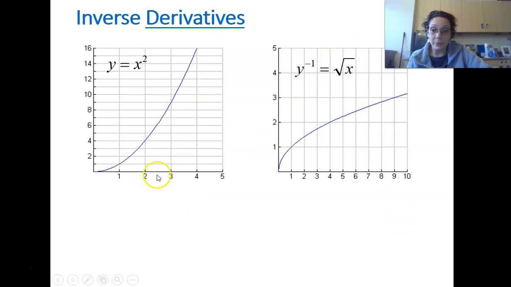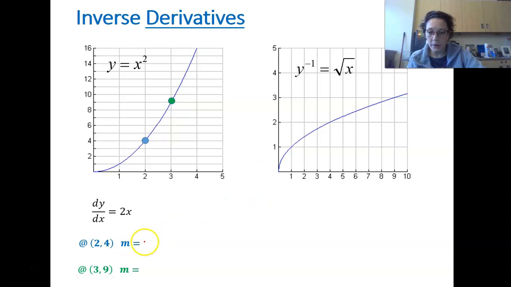Okay, so if we take a look at these same two graphs and we start talking about their slopes, now we're talking about derivatives. So if I take the derivative of y equals x squared, that's 2x. Right? So it's pretty easy to find the slope of this graph at any given point. There's my 2 points I was talking about before. So at the point (2, 4), my slope is going to be 2 times my x value, which is 2. So 2 times 2 is 4. At the point (3, 9), again, my slope is just going to be 2 times my x value, or 6.